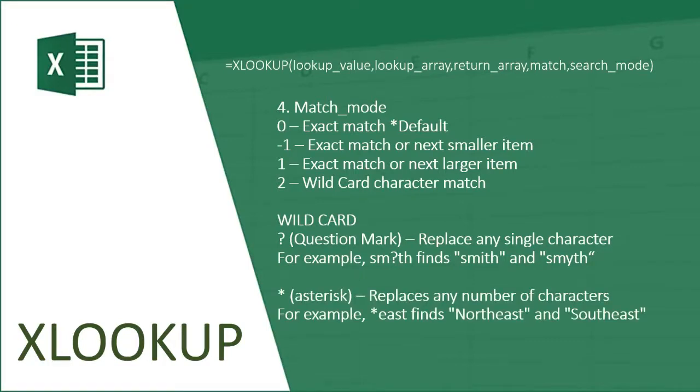Asterisks can replace any number of characters. So for example, if you put asterisk east, it will come up with all of the names like northeast and southeast, where there are characters in front of the east.